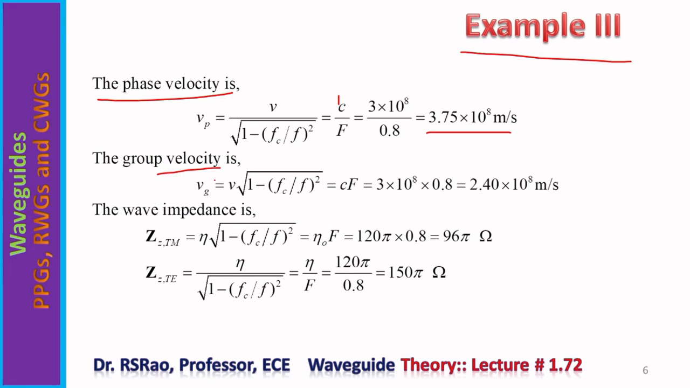Group velocity Vg is v times f. v is c. Therefore, it comes out to 2.40 into 10 power 8 meters per second. Wave impedance, eta multiplied by f gives, for TM wave, eta by f gives for TE wave. Eta is eta naught as air is there in the waveguide. So it can be like this.